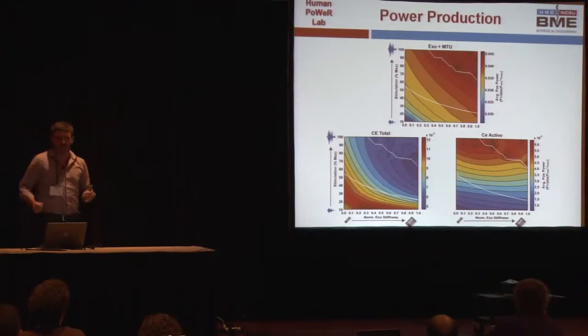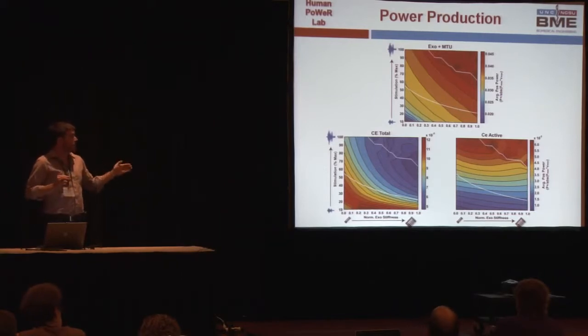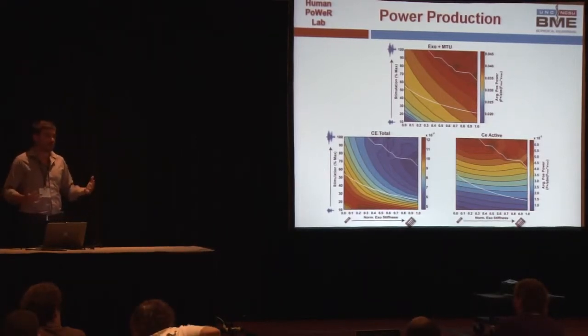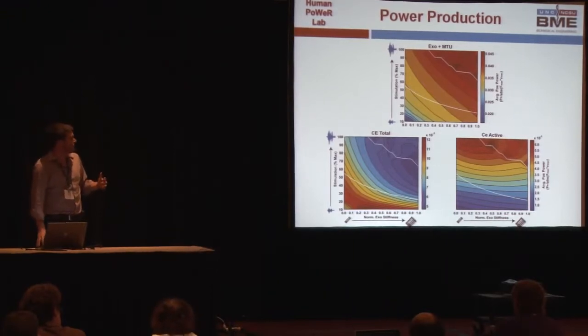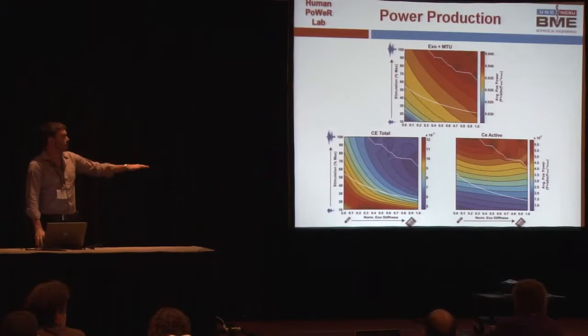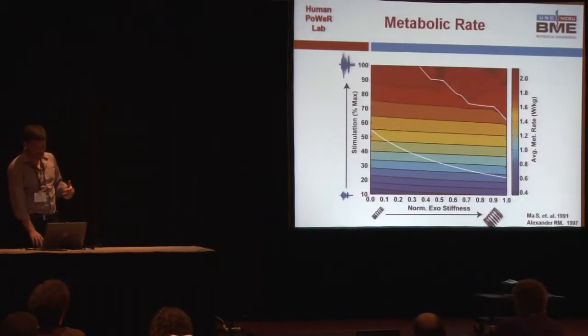The next thing we looked at was power production. One of the nice results I just wanted to show here real quickly is that you can trade exoskeleton stiffness for activation and maintain constant power production. That would be akin to, say, hop height. You can maintain your baseline behaviors by altering control strategy and adding stiffness. And then we've got the total CE work done and the active work done. Total CE work actually goes up as activation goes down, as a result of passive stretch. And active CE work is largely activation dependent, no surprise there.